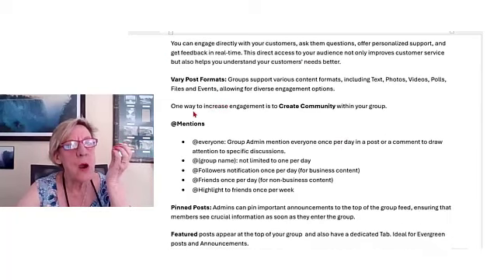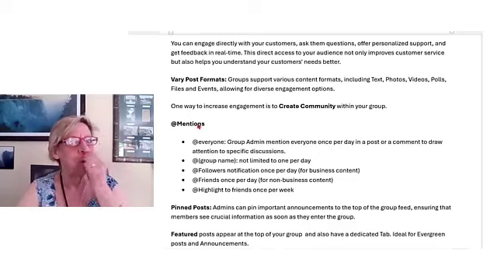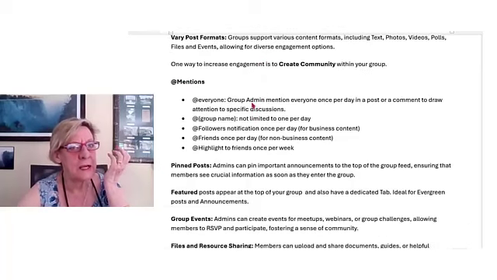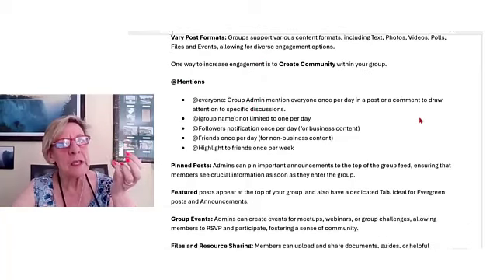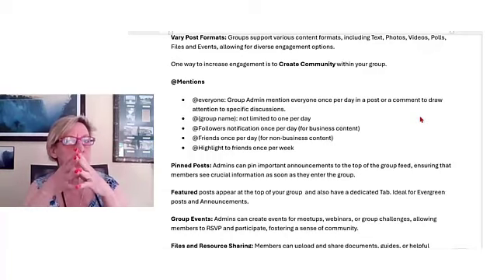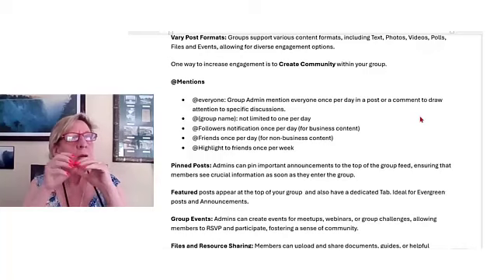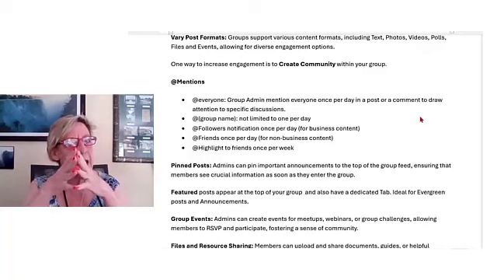And then there's ways you can build the community by the various at mentions. So we call these things at mentions, where you can say things like a group admin can mention at everyone once per day to draw attention to a post. Now, we spoke briefly last week about at followers and using at everyone. You need to be very careful how you use it so you don't put people off.